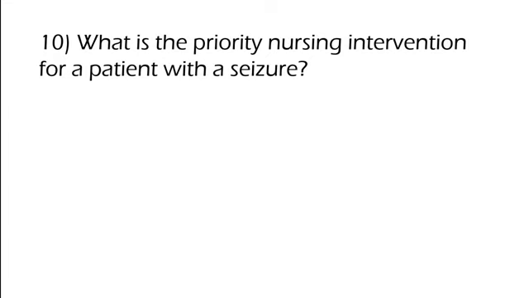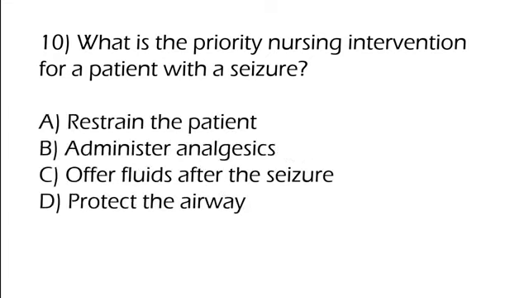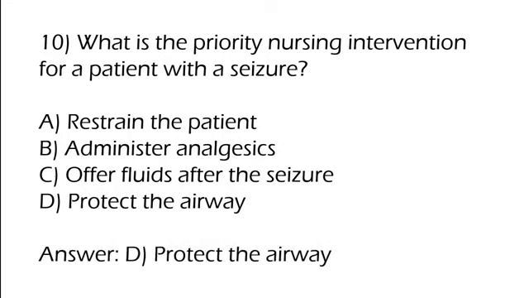What is the priority nursing intervention for a patient with a seizure? Restrain the patient, administer analgesics, offer fluids after the seizure, protect the airway. The correct answer is option D, protect the airway.